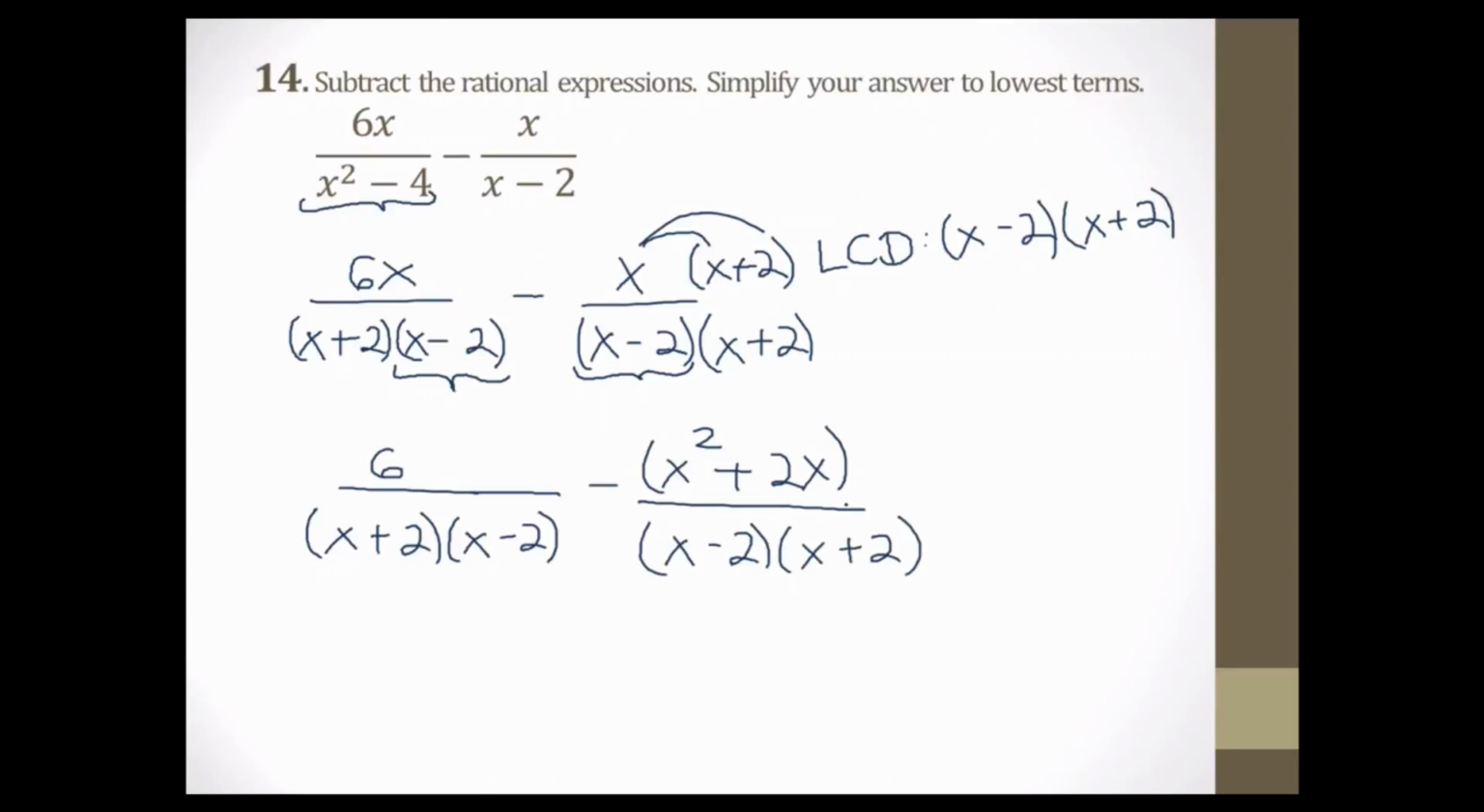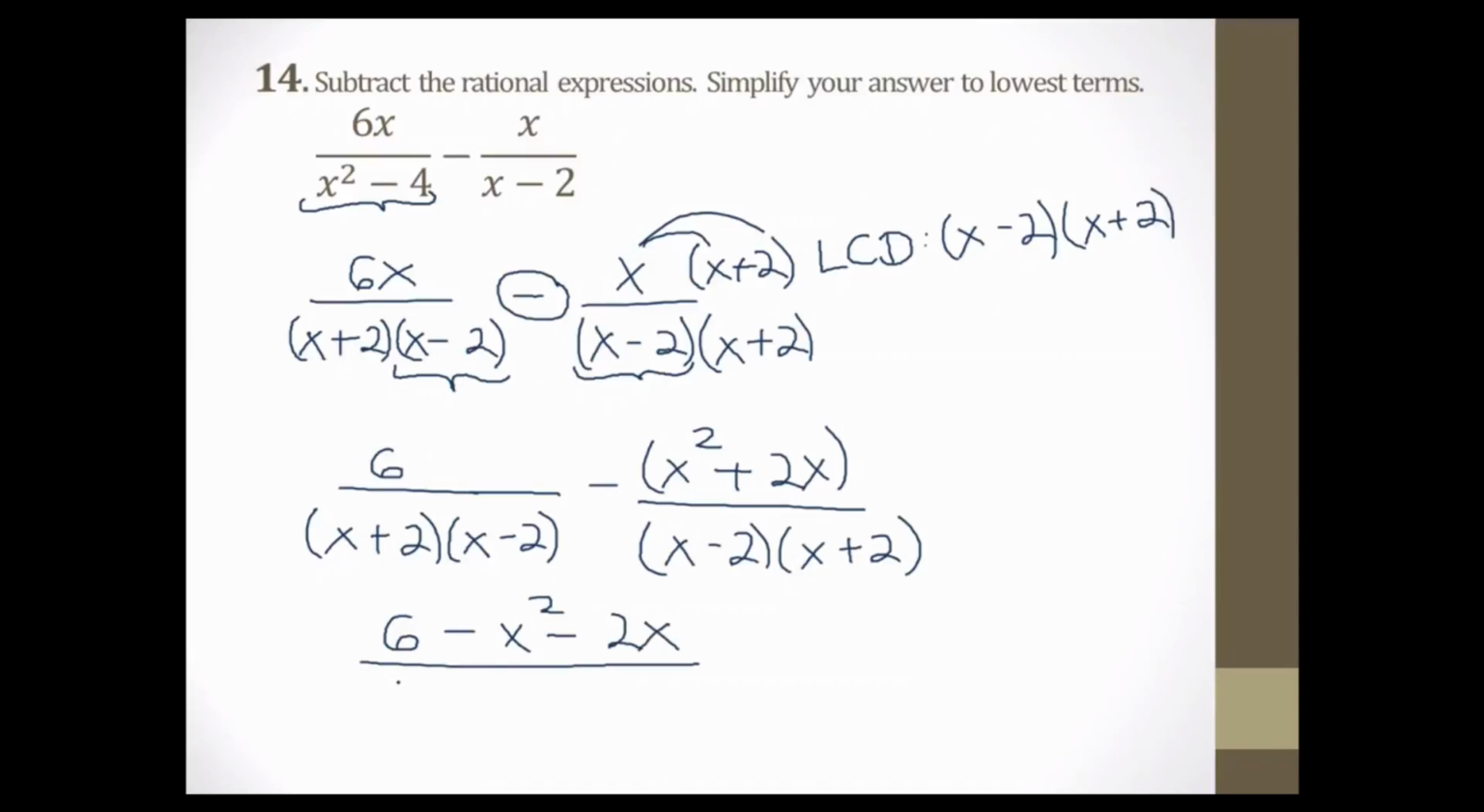I used parentheses on top because this is very important. If there is a negative sign, you have to be careful because that gets distributed to everything you have in the numerator. So I'm going to distribute the sign, which is just going to change the signs of everything inside the parentheses. So negative times x squared is negative x squared, and negative times positive 2x is negative 2x.